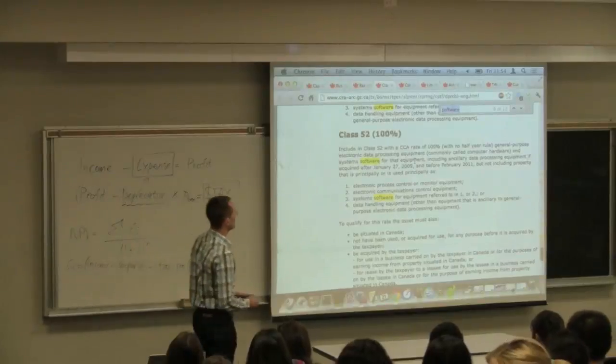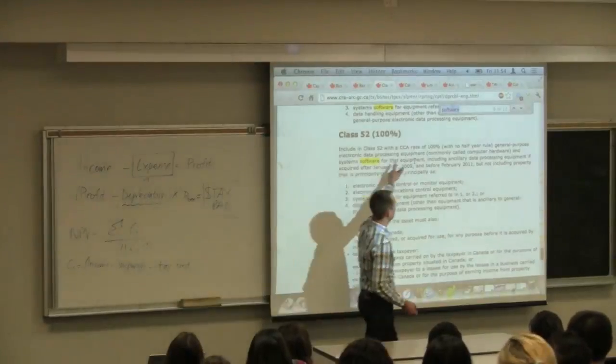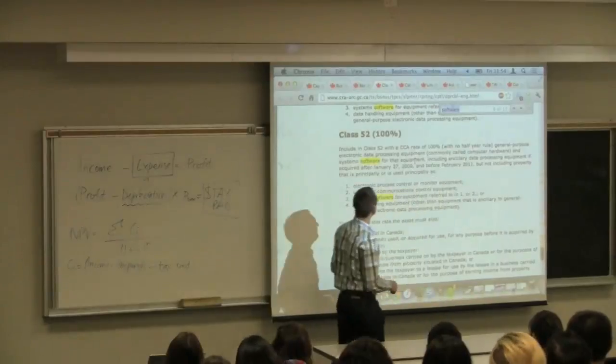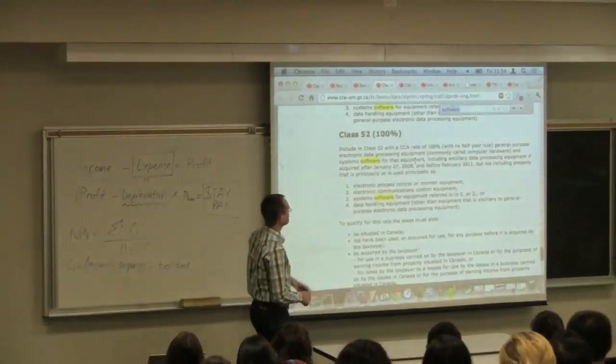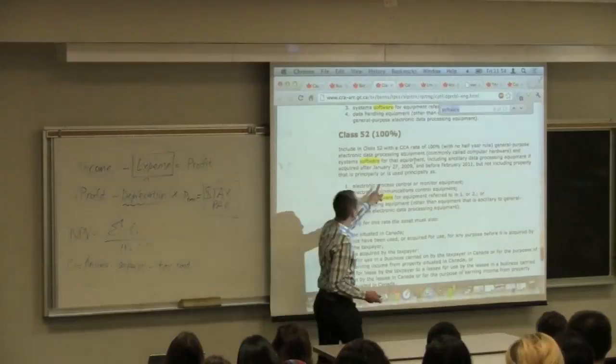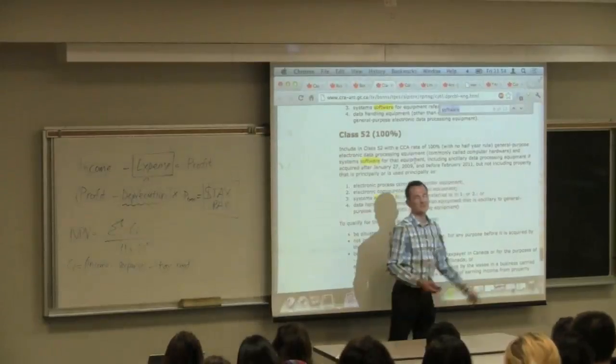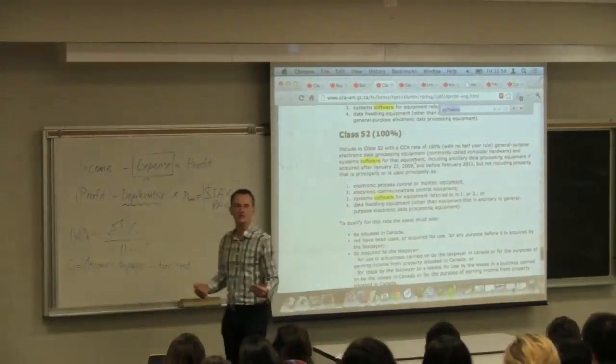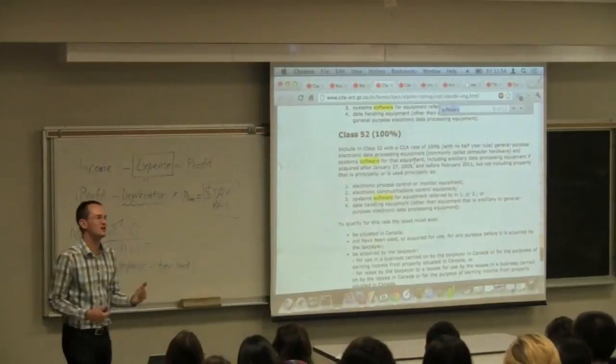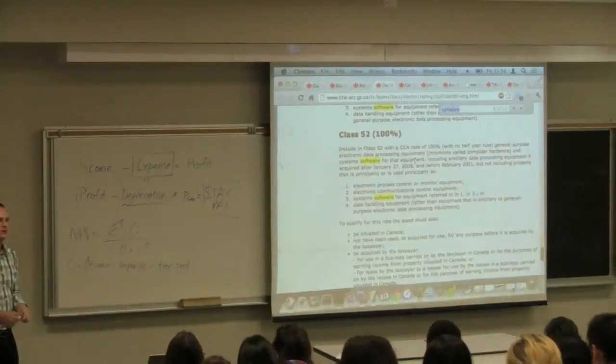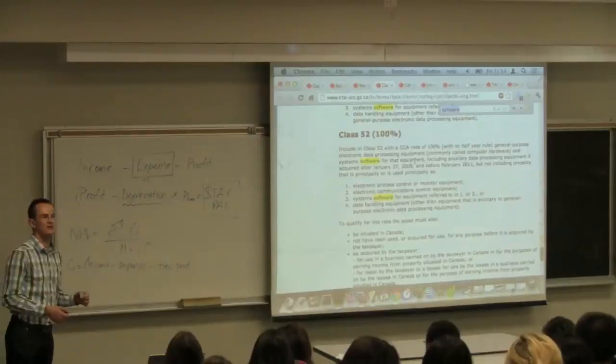Here's an interesting class where you can depreciate 100% of its value. But this was only for equipment acquired between 2009 and 2011. Why do you think the government allowed that? Allowed you to depreciate 100% of the value, specifically between 2009 to 2011.